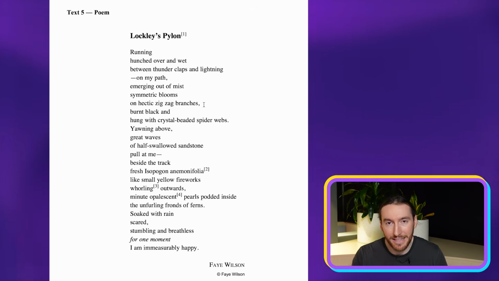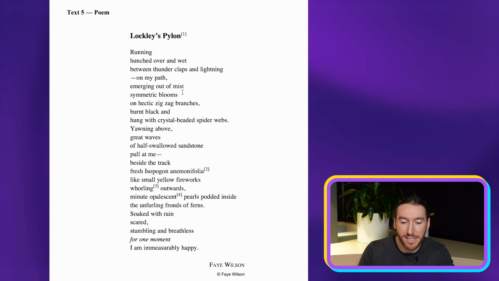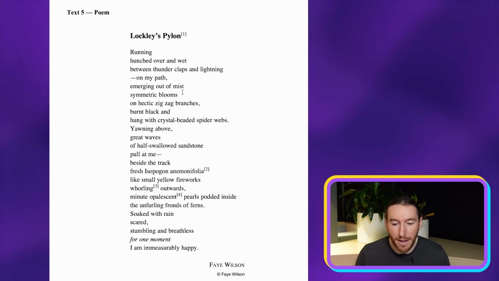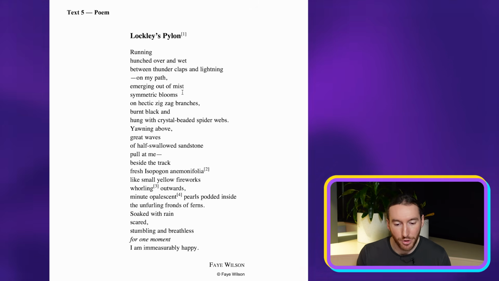And then you need to make sure it's connecting to the question, which I have done, because I'm only ever looking at the text through the lens of the question. I'm only reading this with discomfort and joy in my mind, so to speak. Okay, so we've got something there. I think emerging out of mist, symmetric blooms. Now, what's the technique? Visual imagery seems to work there, natural imagery, right? Mist, something you can see, and symmetric blooms on hectic zigzag branches. So clearly there's some visual imagery going on, and that seems to relate to the idea of there being a beauty that can come from a discomfort, some kind of symbolic value there.